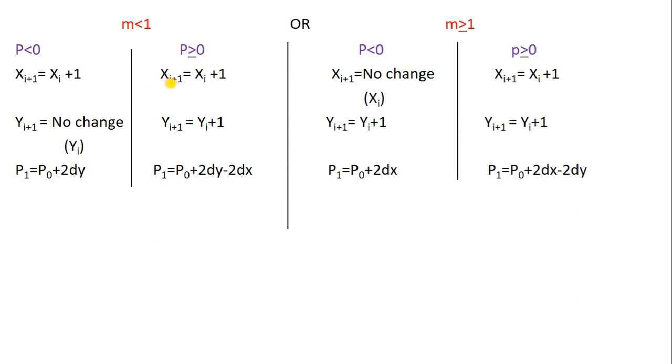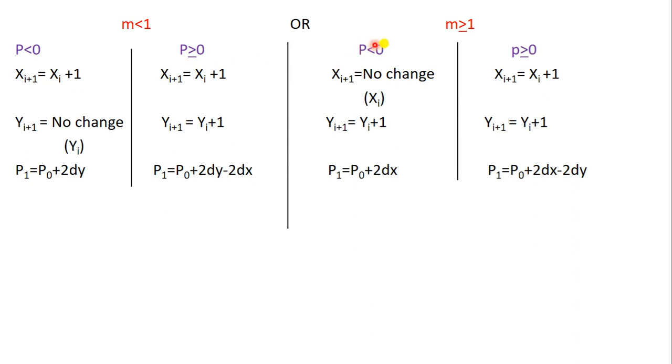That is xi plus 1 equals xi plus 1. This xi is the previous point, we have taken it here as the current point. After that we are adding 1, so whatever the result will be, that is our next point, that is the xi plus 1 value. Similarly for yi, to find out the yi plus 1 next point, we take the previous point, that is yi, and add 1, and whatever the result will be, that is our yi plus 1 value. After that, the decision parameter we also have to find out: p1 equals p0 plus 2 dy minus 2 dx. This is the formula.